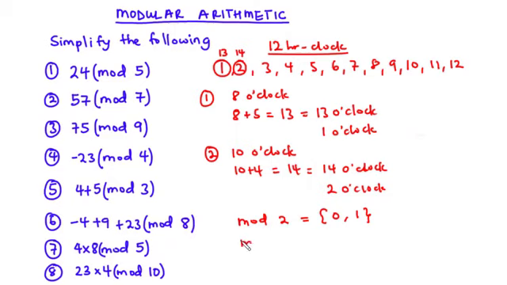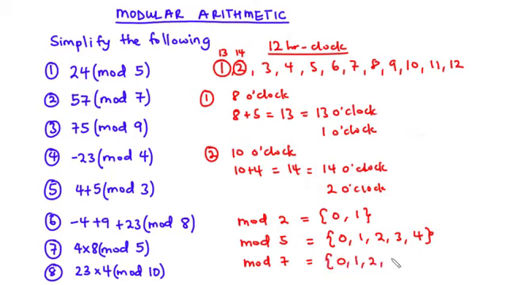Now let's consider modulo 5. For modulo 5, we are going to have 5 numbers, starting from 0 and ending at a number 1 less than 5. So we have 0, 1, 2, 3, and then 4. For modulo 7, we are going to have 7 numbers in this modulo. So that is 0, 1, 2, 3, 4, 5, and then 6.